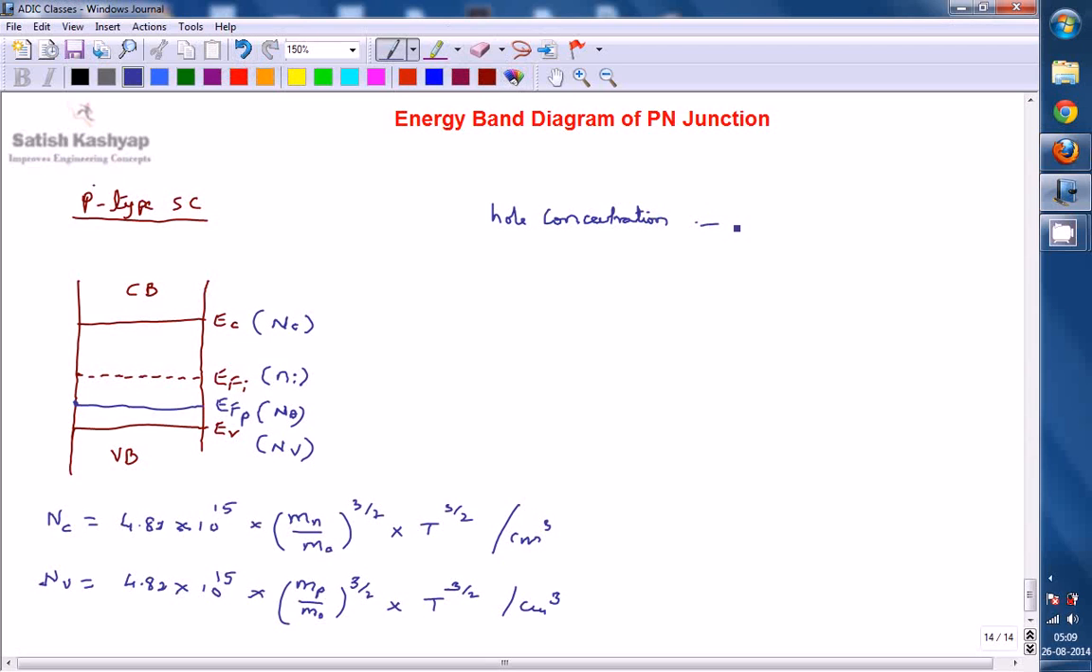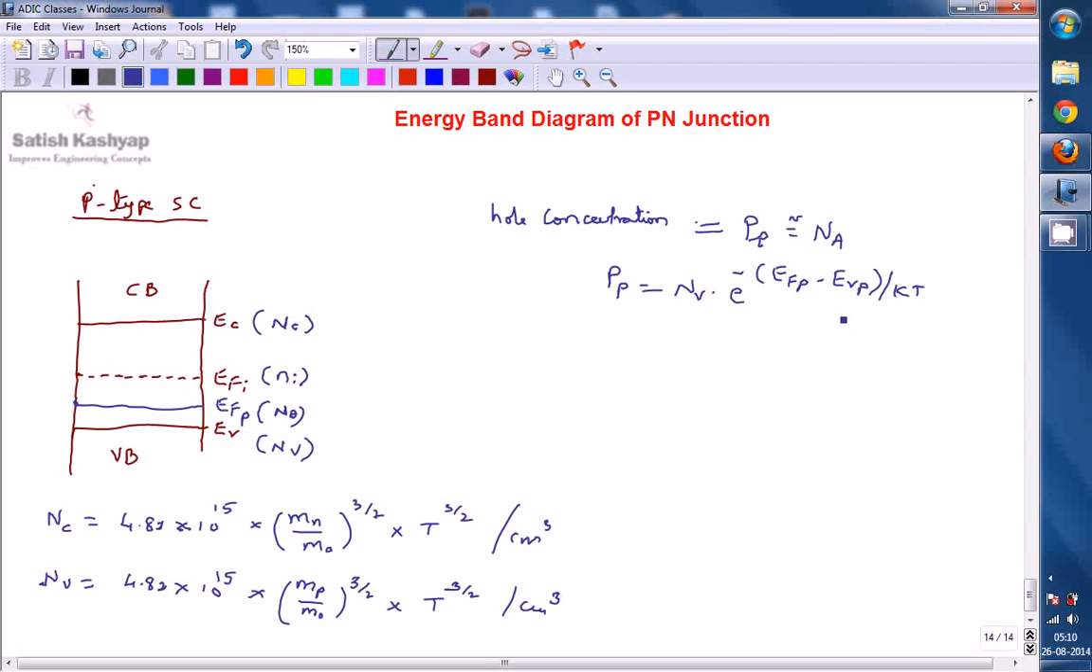Hole concentration. This is going to be indicated as Pp. Pp, the number of holes present in p-type, is approximately equal to the number of acceptors you are adding. So this can be calculated. Pp is equal to Nv into e power minus of (EFP minus EVP) divided by KT. EFP, EVP, we are going for this one.